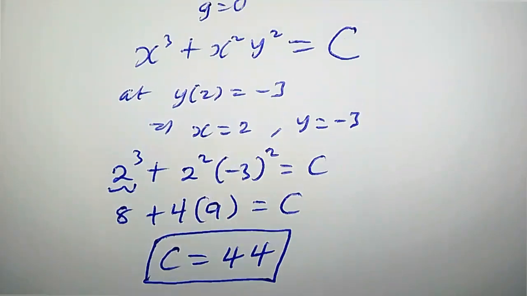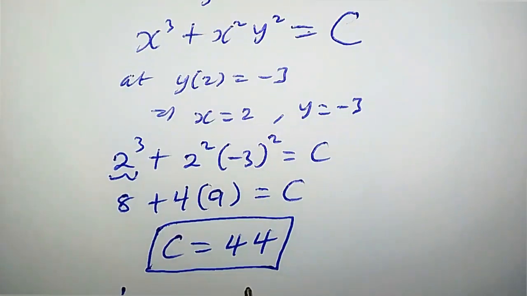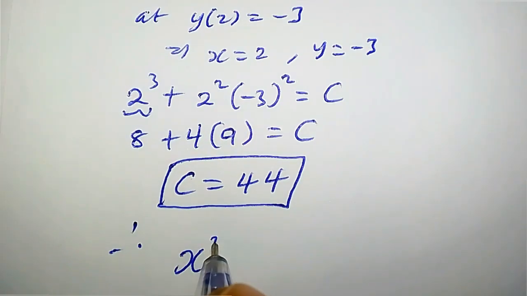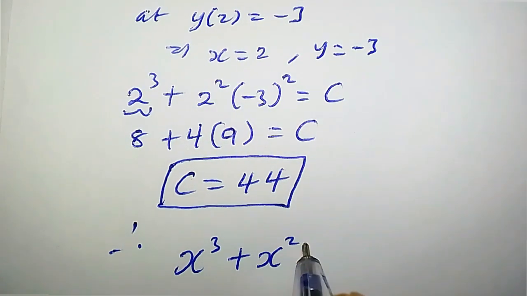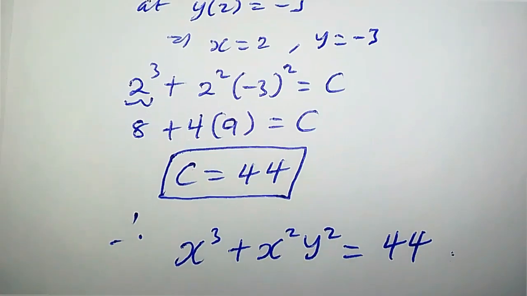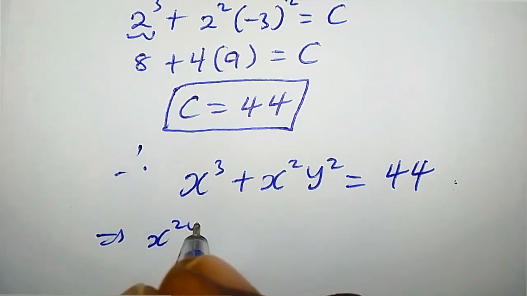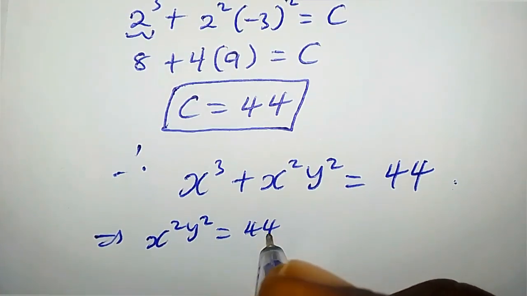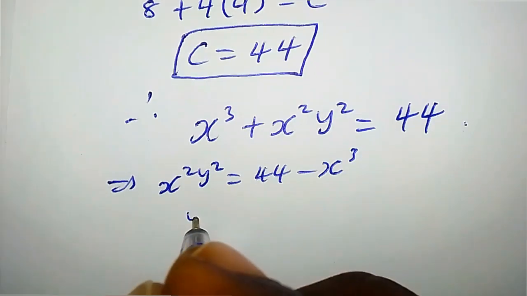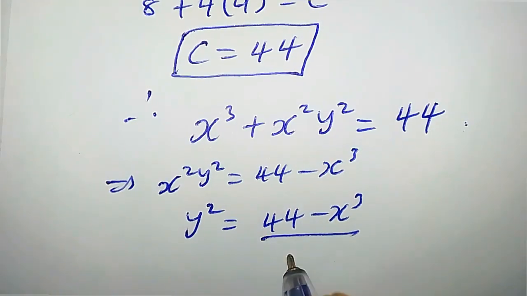Therefore, back to this line, we now replace this c with 44. So we have x cubed plus x squared y squared is equal to 44. Let's write y in terms of x. This means that x squared y squared is equal to 44 minus x cubed. Divide both sides by x squared. We have y squared equal to 44 minus x cubed over x squared.